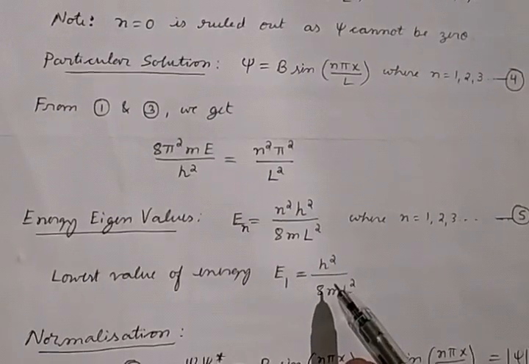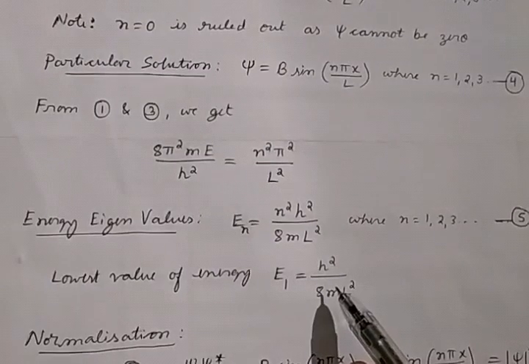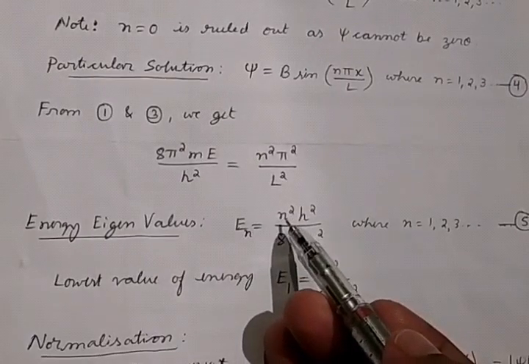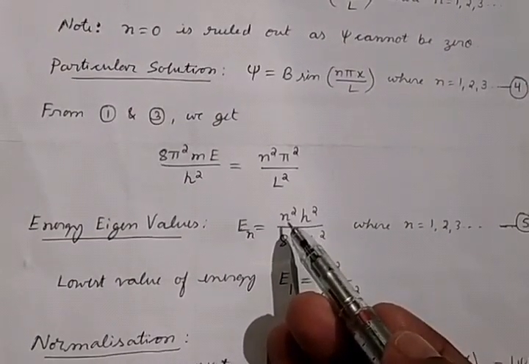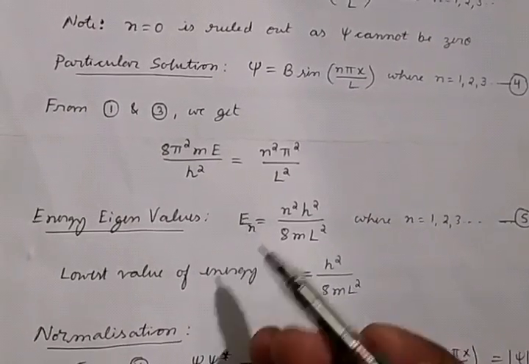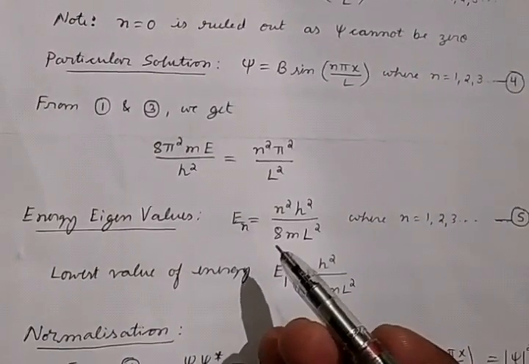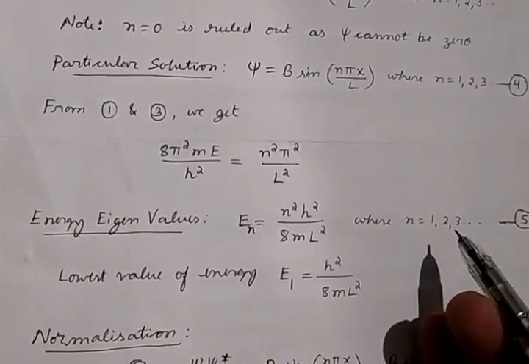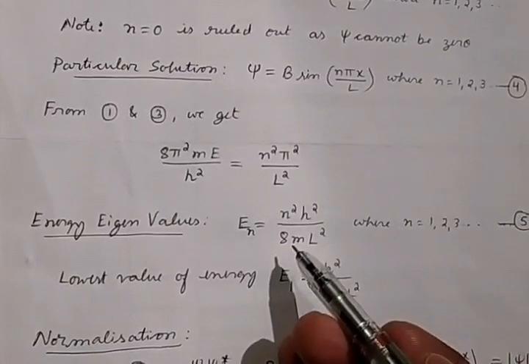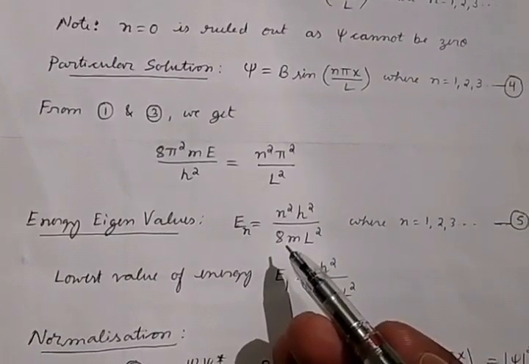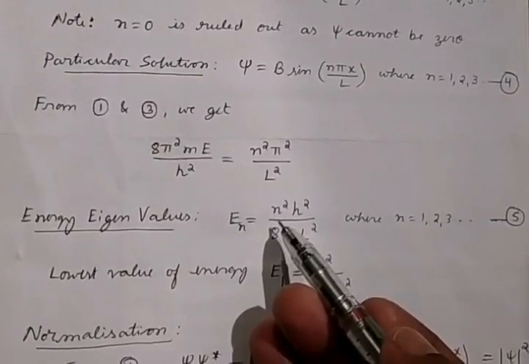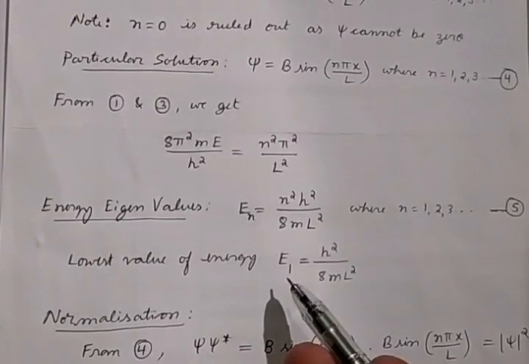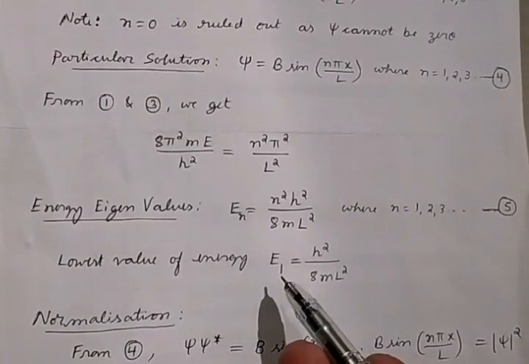The next value of energy the particle can possess is obtained by putting n is equal to 2 in this equation. So you get 2 square, that is 4 times. That means the next state, we call it the first excited state, is equal to 4 times the ground state energy. Similarly, if we put n is equal to 3, we get the second excited state, and the second excited state energy is 9 times the ground state energy. So this is how we get the discrete energy values for the particle in the potential well.